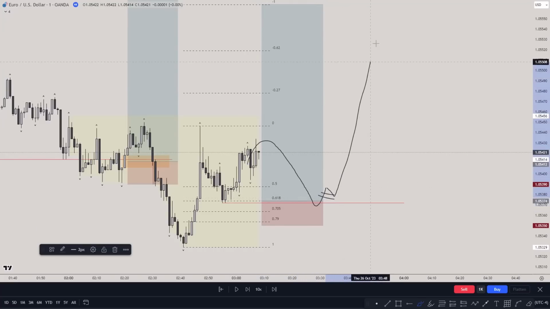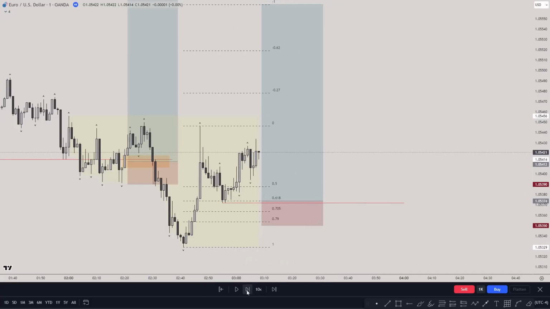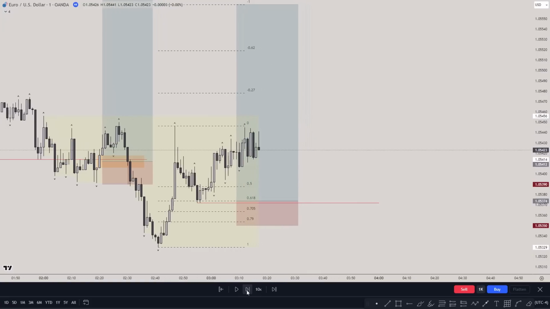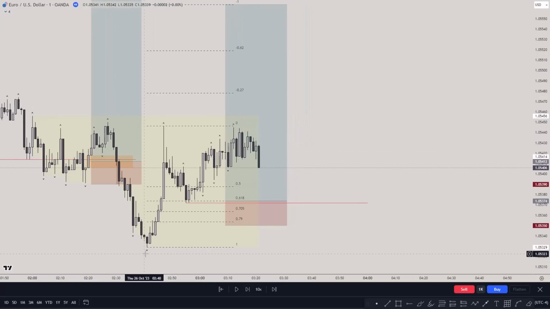I always want to see liquidity sweep before entering a trade. So this is not my main entry. This is an OTE entry, which I'm not a big fan of because there's no liquidity sweep. Only this one that happened, but I want to see another one.